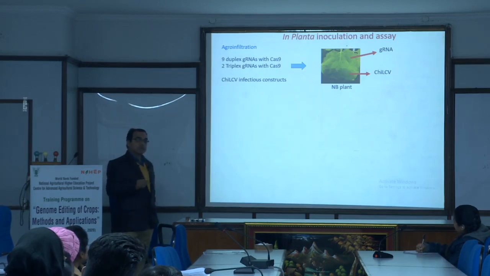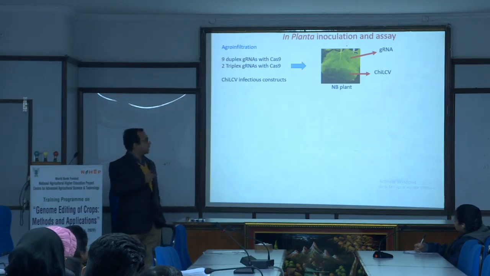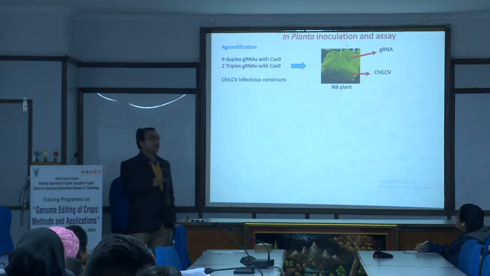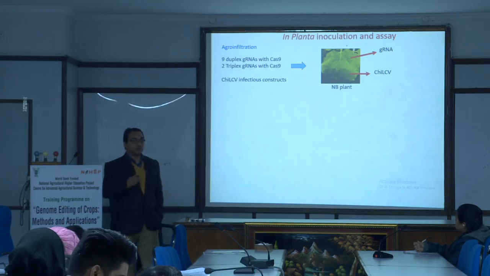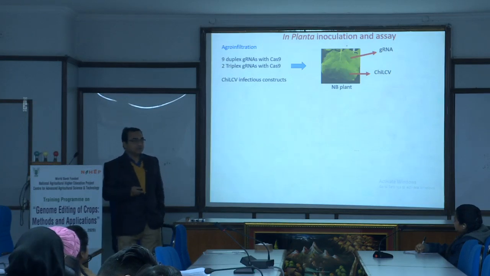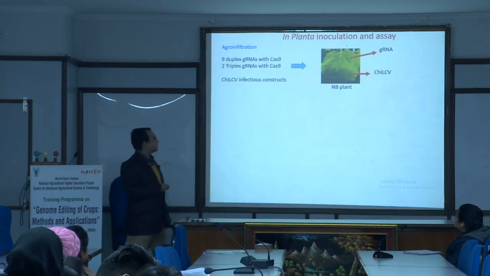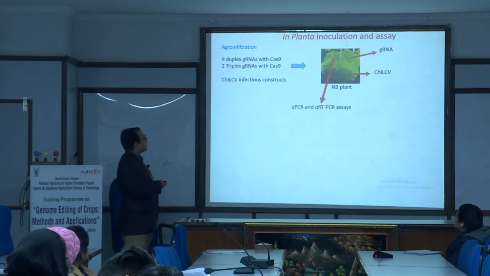So, in today's practical, you will do this agro-infiltration of the gRNA and Cas9, and the virus infection, in two different locations of the leaf. Individually, I will try to give you one so that you can infiltrate in the plant to see how the infiltration takes place. And then all the analysis we did from this gRNA inoculated region.